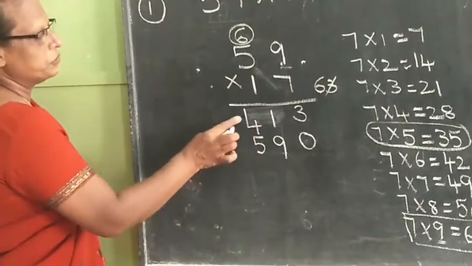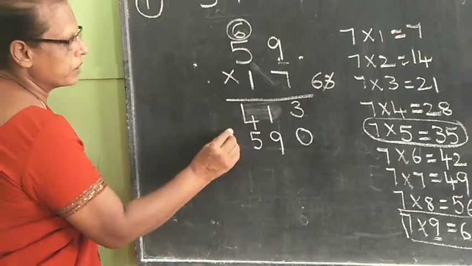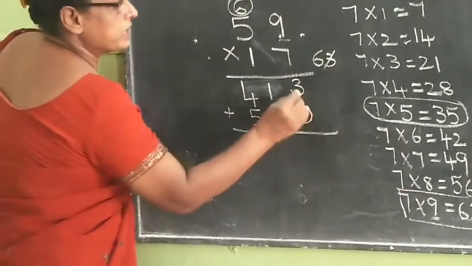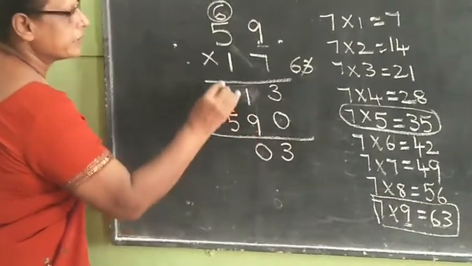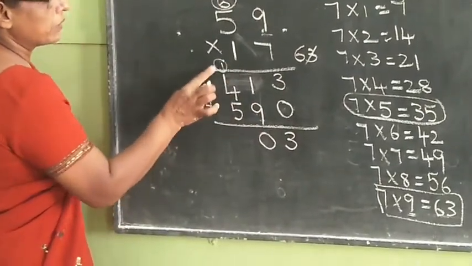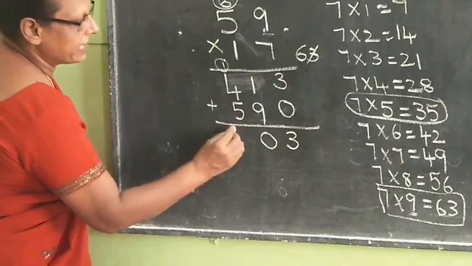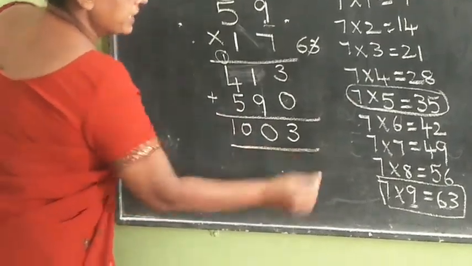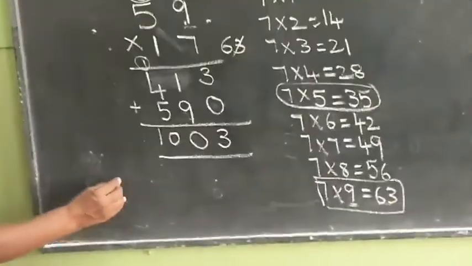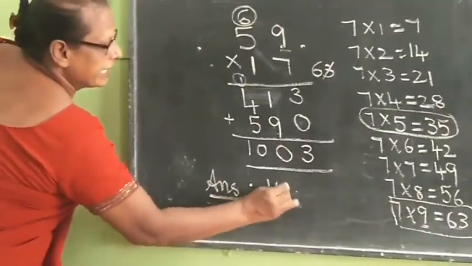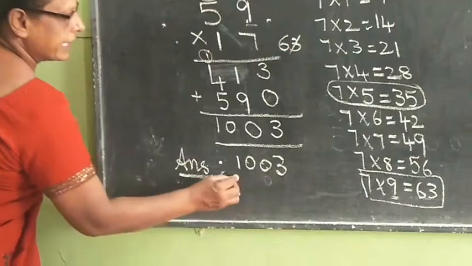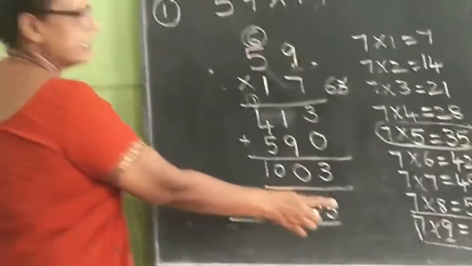Now what do you have to do? You have to add both the numbers. 3 plus 0, 3. 1 plus 9, 10, and carry over here. And 1 plus 4, 5. 5 plus 5, 10. So what's the answer, children? The answer is 1003. Answer is 1003.